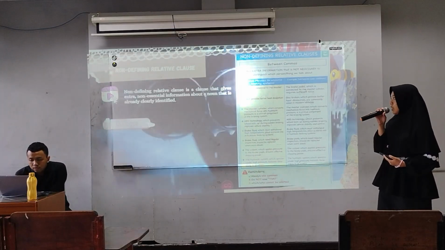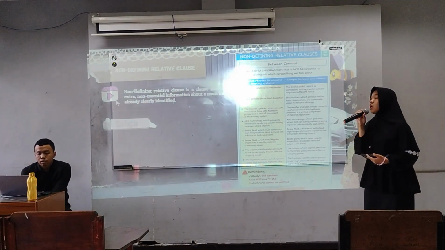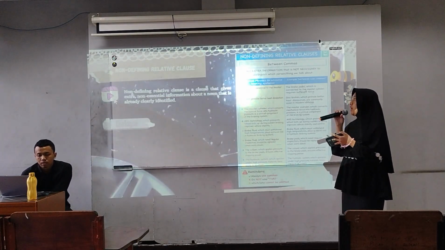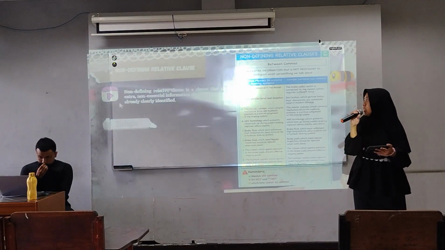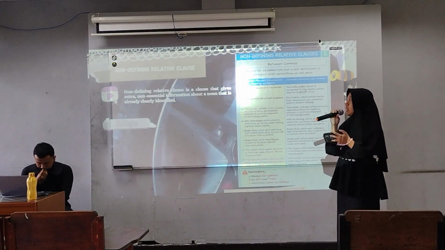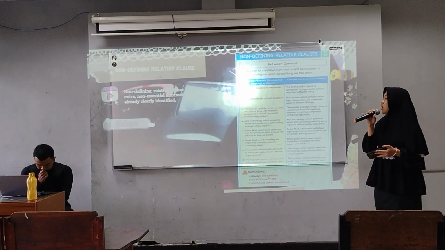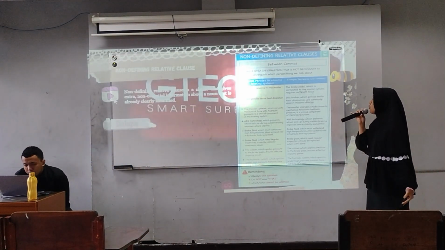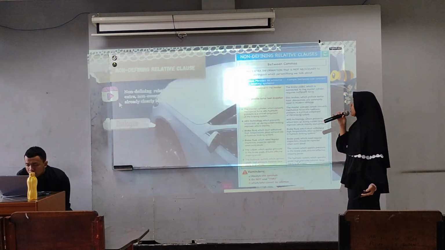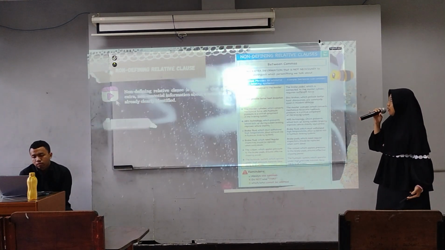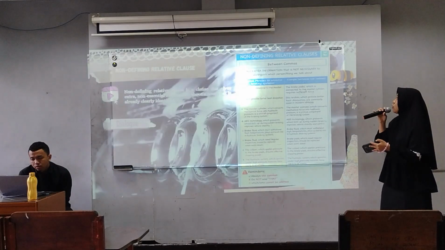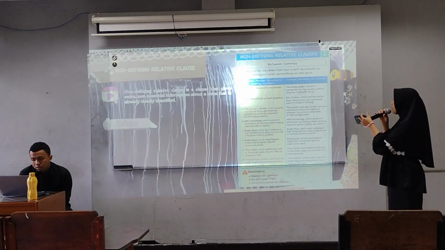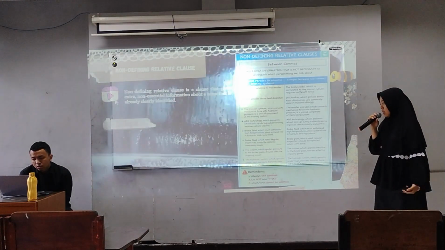The grammar is the non-defining relative clause. A non-defining relative clause is a clause that gives extra, non-essential information about a noun that is already clearly identified. A common phrase is: the anti-lock braking system, which is connected to the master cylinders. An example sentence is: the brake pedal, which is connected to the master cylinders, requires sufficient force.